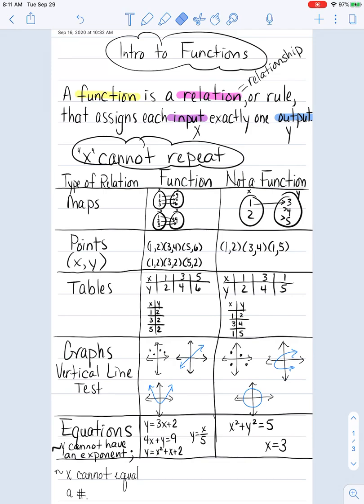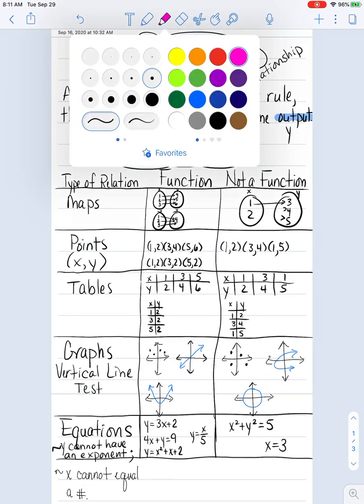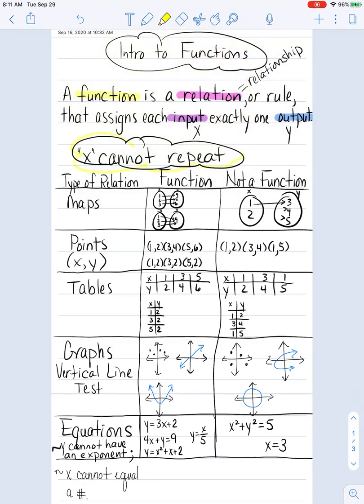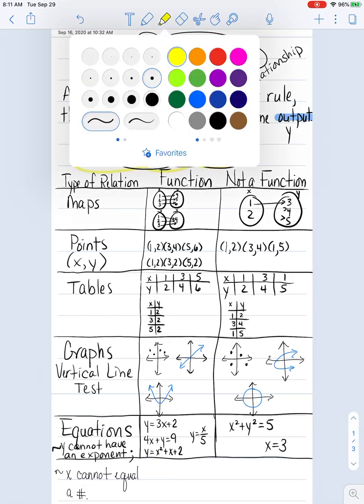So now that you've copied the notes, let's actually look at these. How to decide if a math relationship is a function or it's not a function. So first, let's look at maps. And the main thing that I want to point out is that x cannot repeat. That's the main idea that we want to take a look at here.